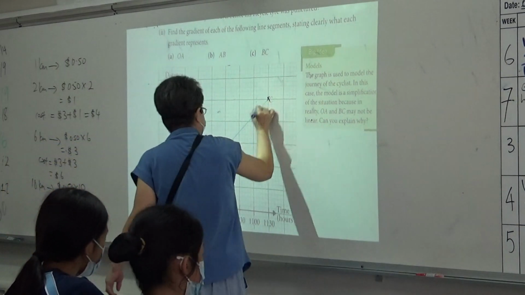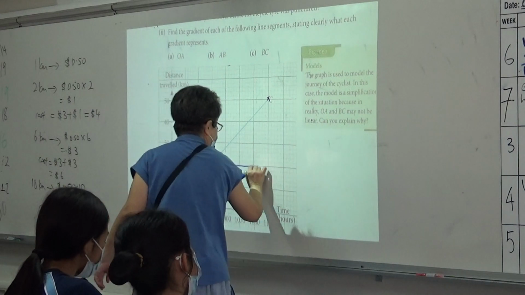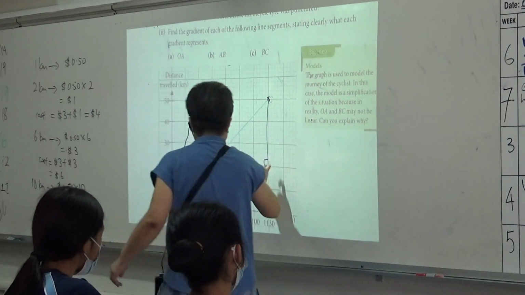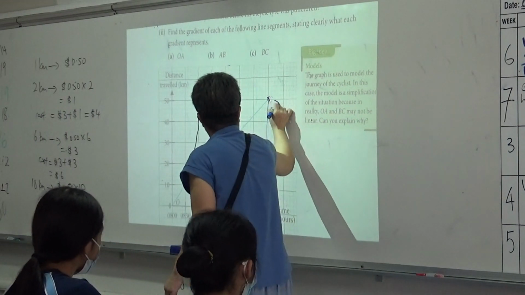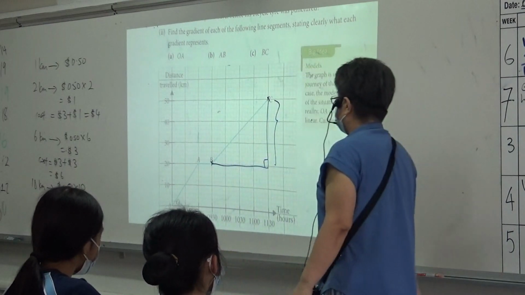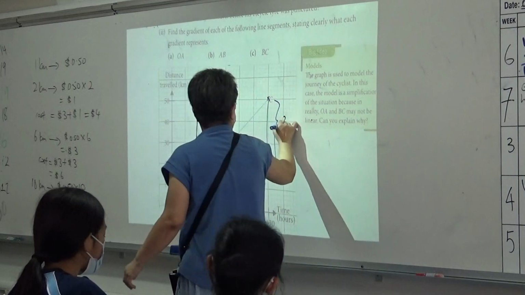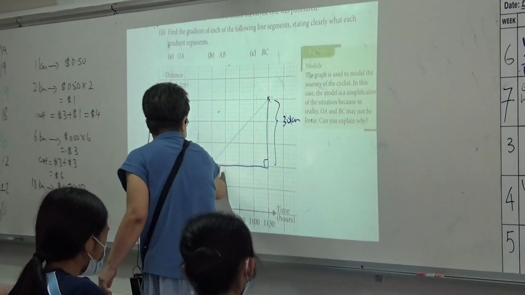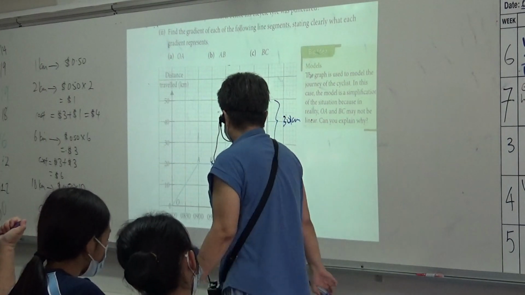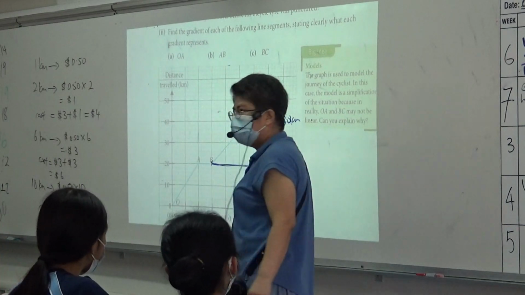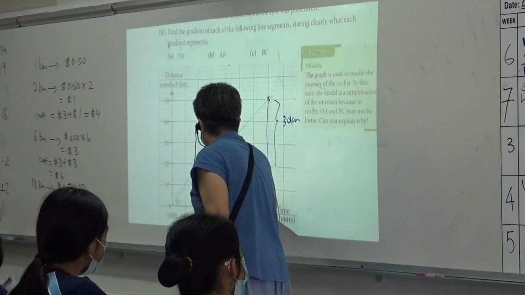Okay, BC, I will choose these 2 points, and then I draw a right angle triangle, correct? Yes. Now, how many kilometers here? 30. Okay, good. 30 kilometers. How many hours here? 2 hours, from 9:30 to 11:30. So this is 2 hours, right?